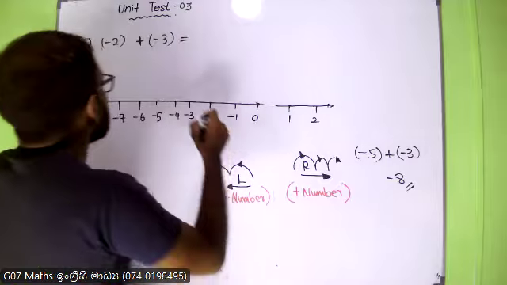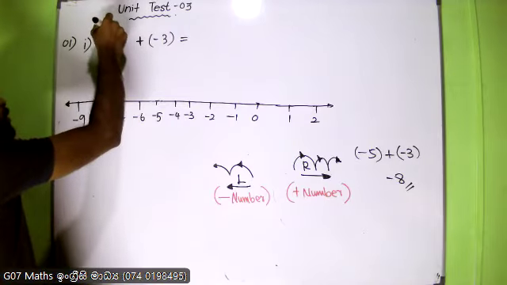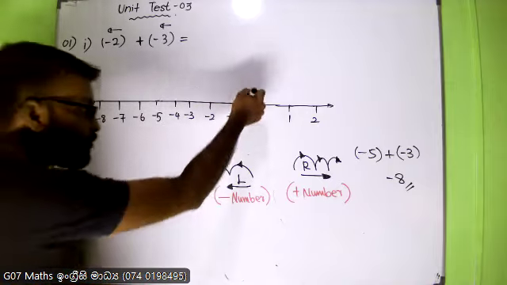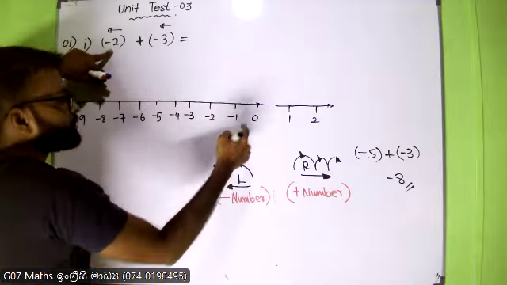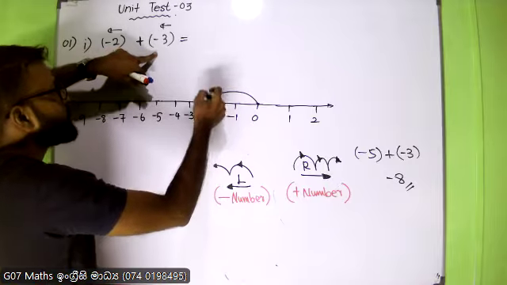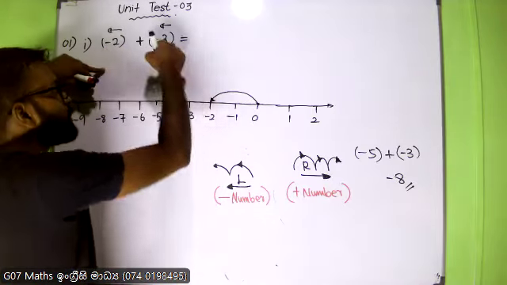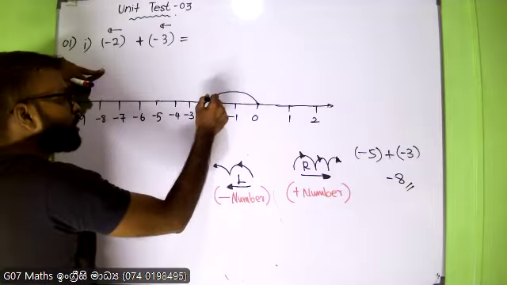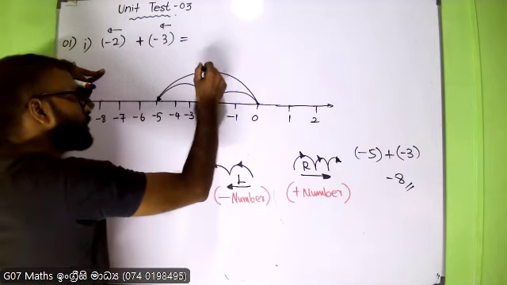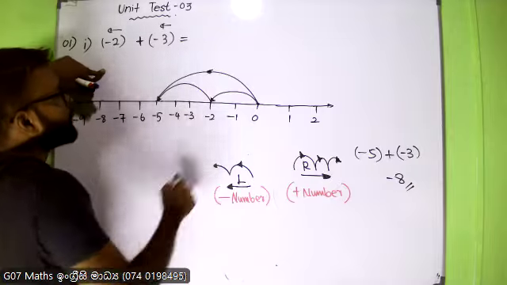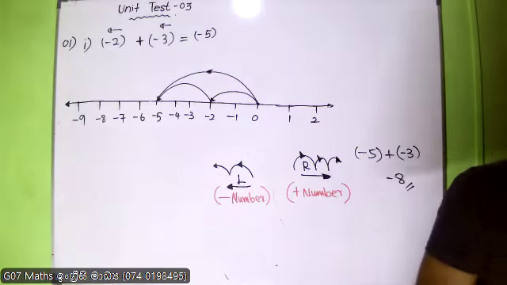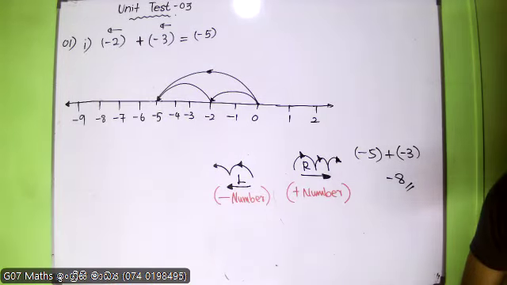Alright, so shall we check? This is a negative number, so you have to jump to your left hand side. Where should I begin? From 0. From 0 to -2, you have to jump. Then again another 3 times: -3, 1, 2, 3. Up to this point you have to jump, so your final answer is -5. So our method is correct. Right, so -1 plus -6.